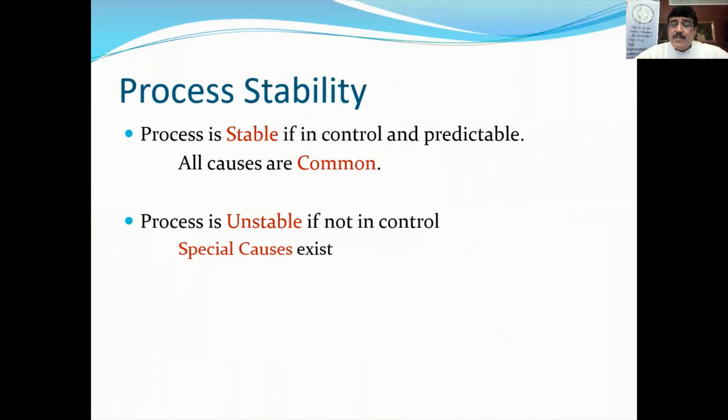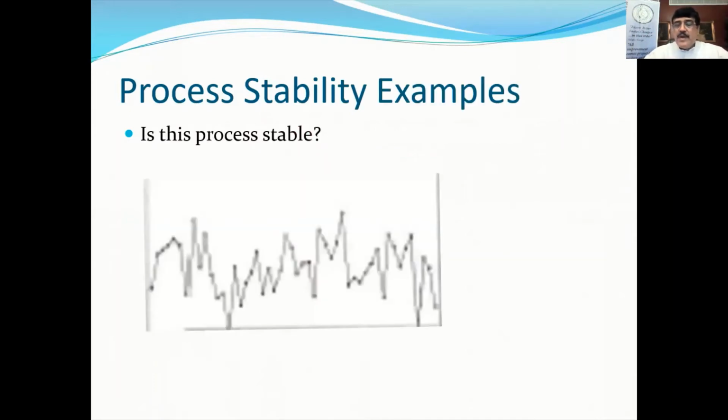So, process stability. A process is stable if it's in control and predictable, and all causes are called common causes. Or the process is unstable if it's not in control and some special causes exist. Basically, that's what process stability is. So now, is this process stable? Anybody?